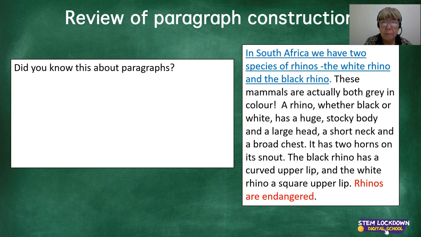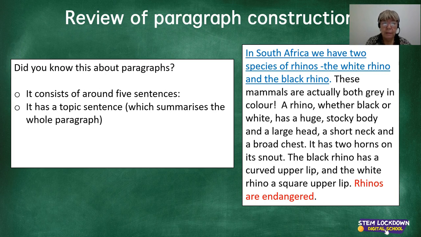Now, in this paragraph, you'll notice around 5 sentences. Sometimes there's more, sometimes maybe less. And you'll notice that I've written the first sentence in blue, I've left the middle part black, and I've written the bottom in red. So this paragraph has a topic sentence which summarizes the whole paragraph. And in this case, it's the first sentence.